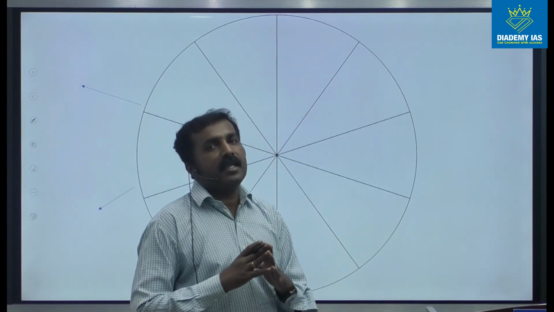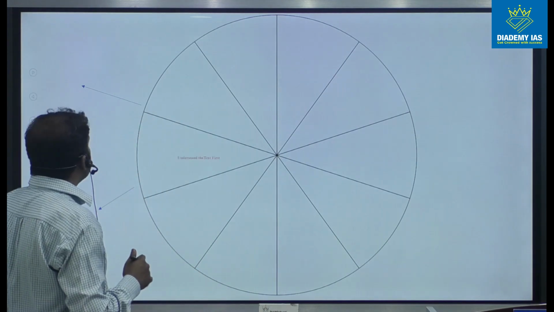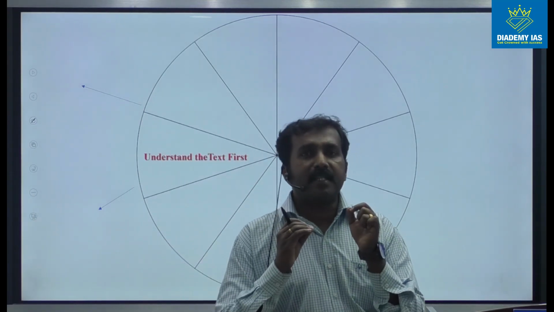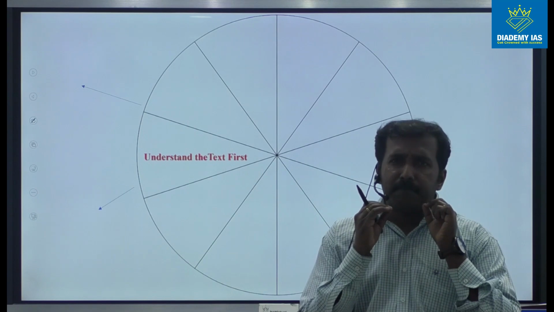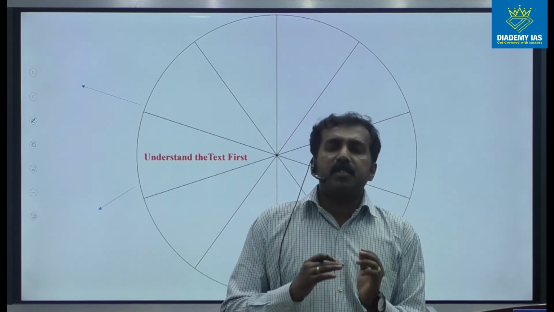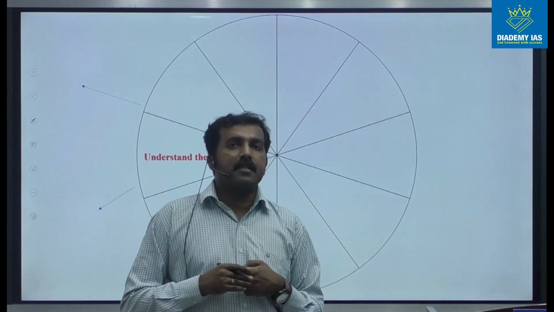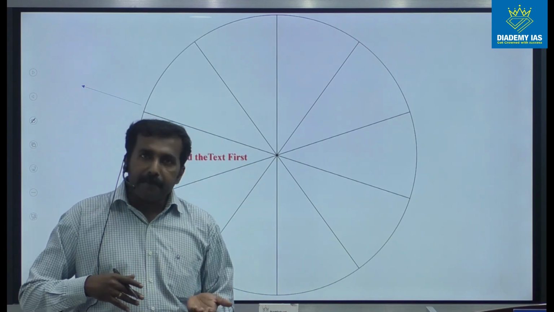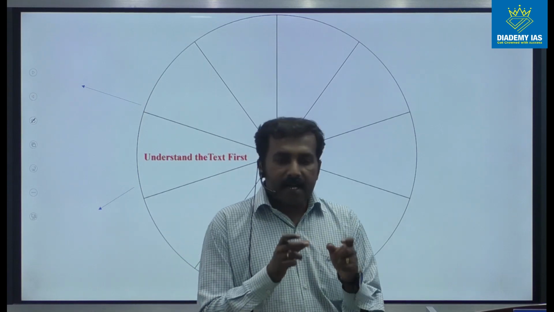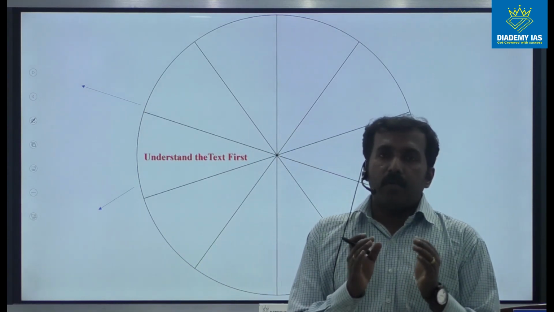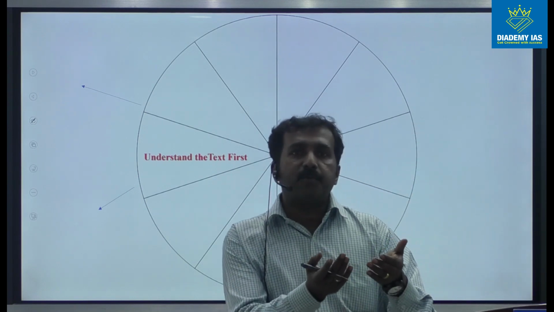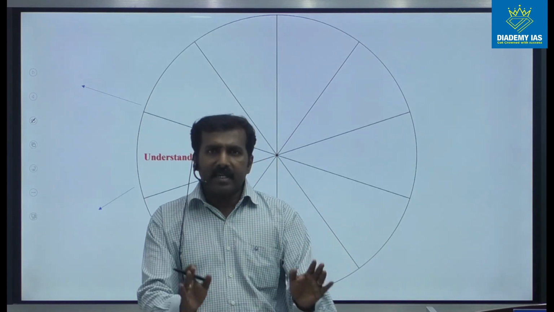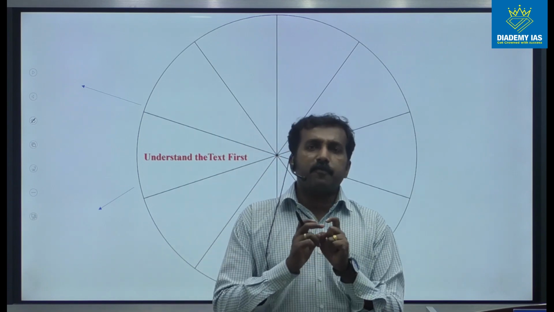The first important thing is to understand the text first. That is the prime and preliminary step. You have to understand the text. The text here may be a drama, poem, novel, whatever. Understand how and in which way we have to read it. Understanding the text means understanding the details of the text. So that is the first step.